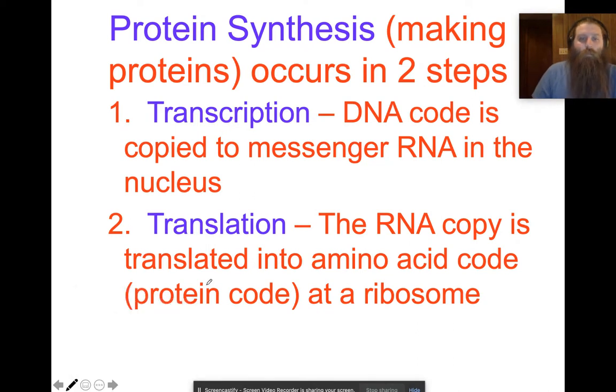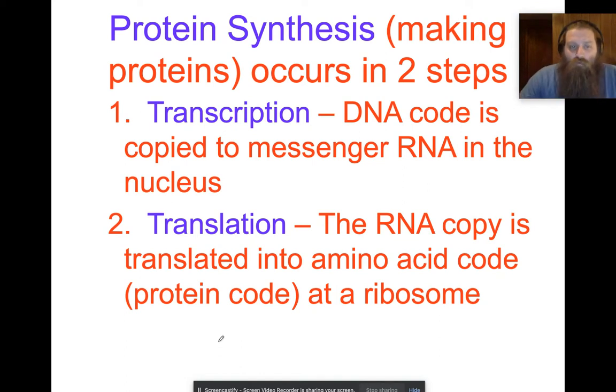Transcription, translation. C comes before L. So after trans, which means across, transcript is script here, is to write, so to write across, and translate is to kind of move across, okay? C comes before L. So transcription is the first step, translation is the second step.